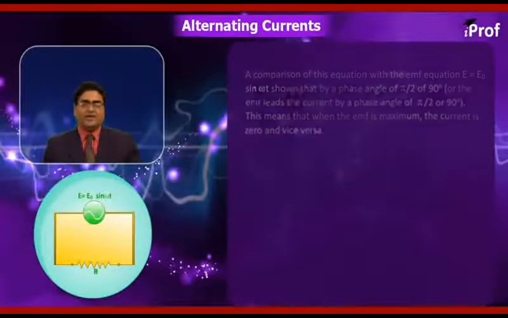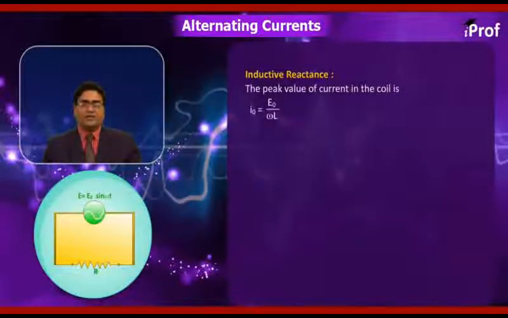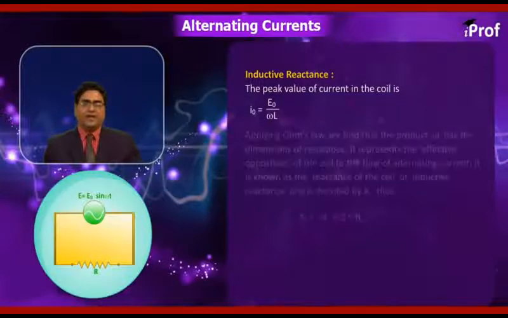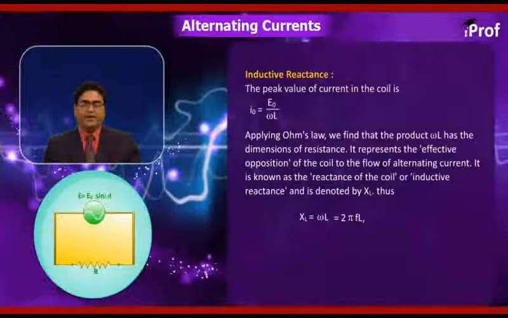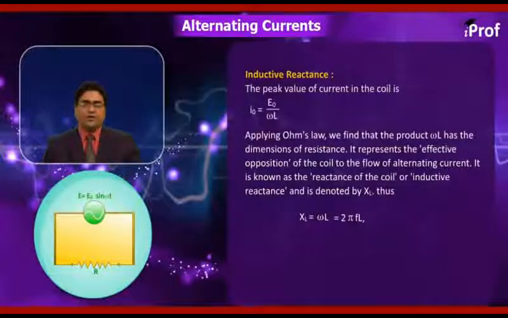Let's see inductive reactance. The peak value of current in the coil is I naught equal to E naught upon omega L. Applying Ohm's law, we find that the product omega L has the dimensions of resistance. It represents the effective opposition of the coil to the flow of alternating current. It is known as the reactance of the coil or inductive reactance and is denoted by XL.